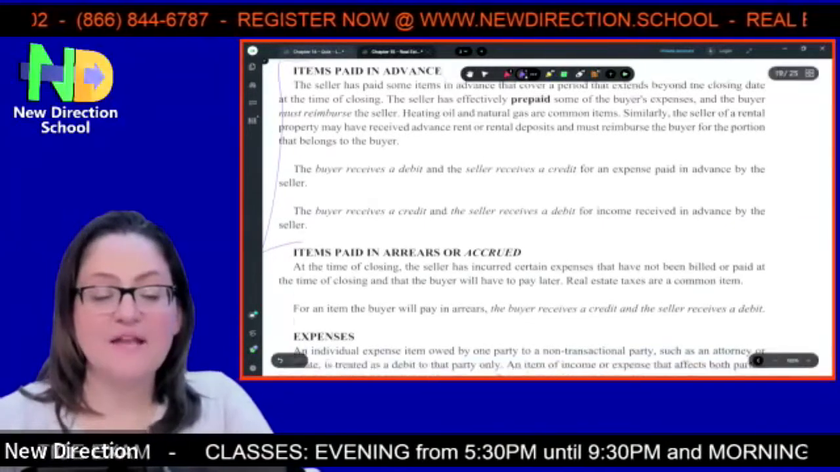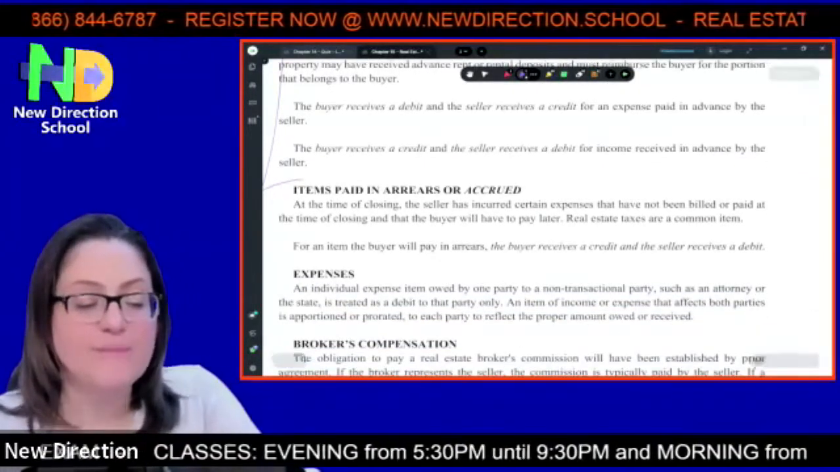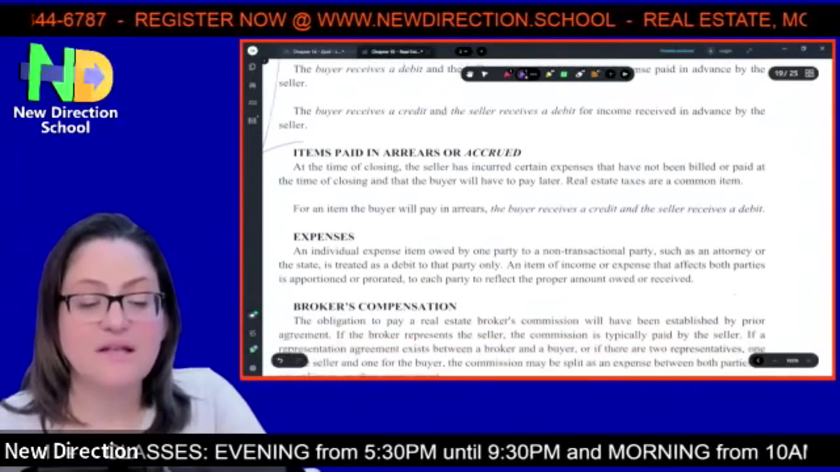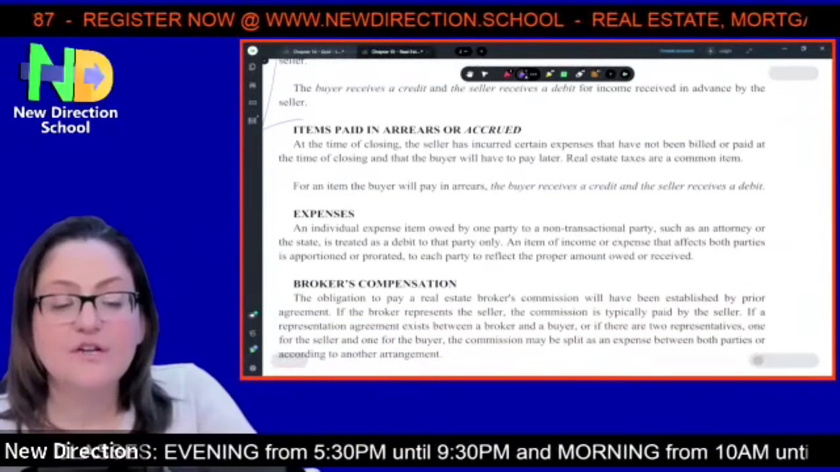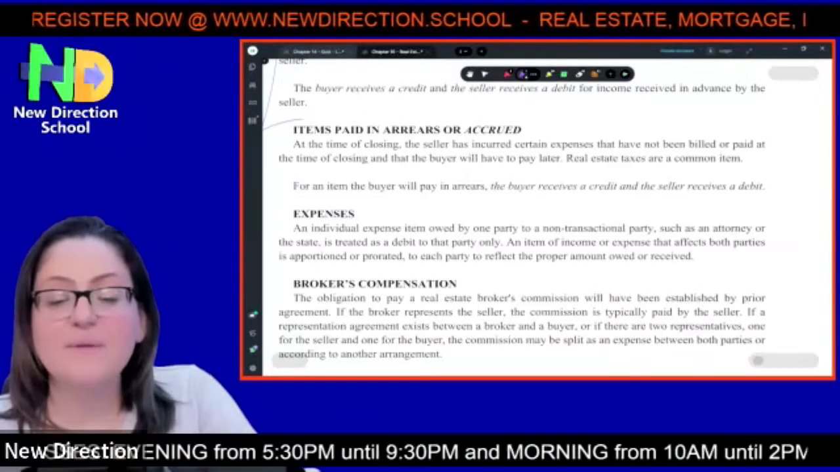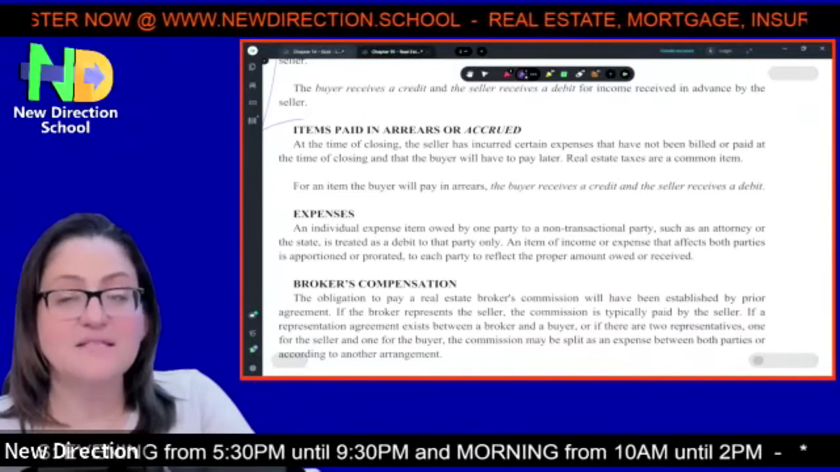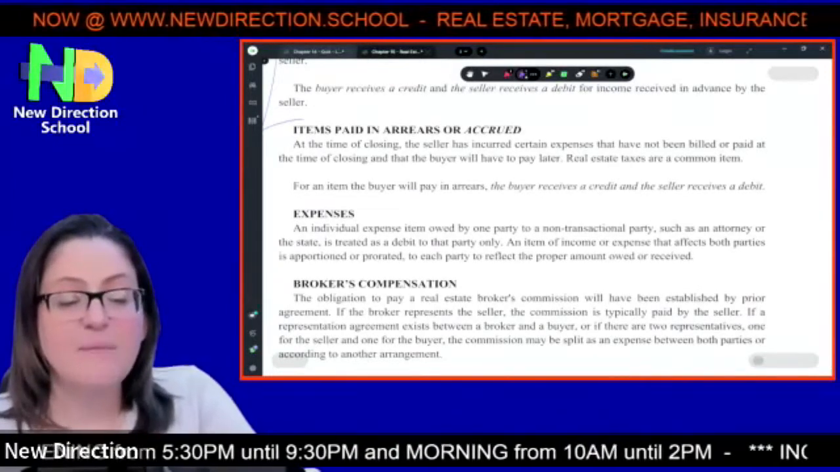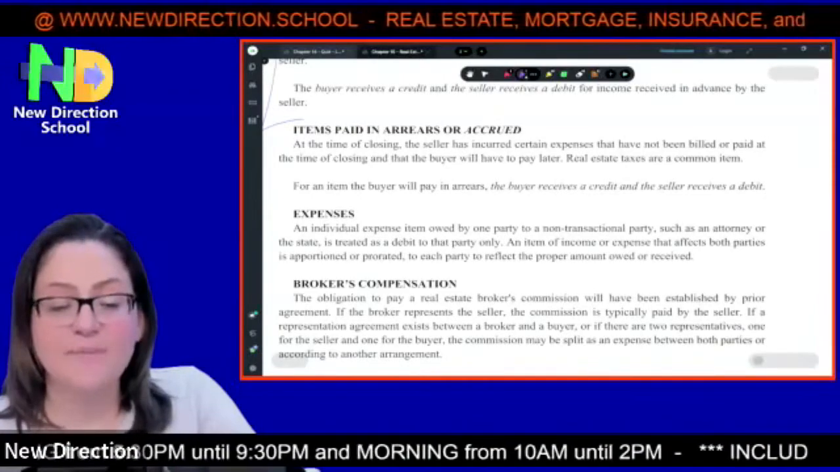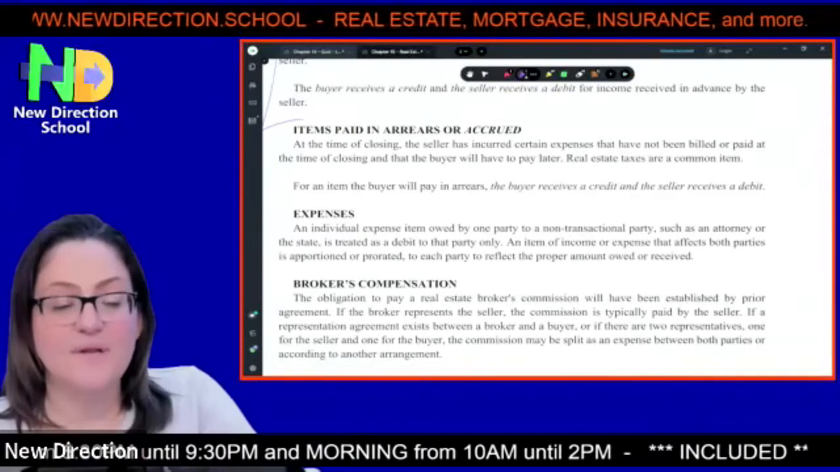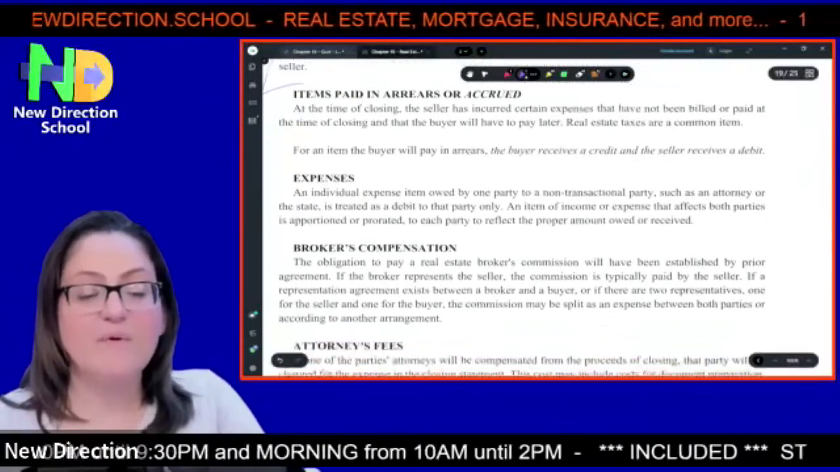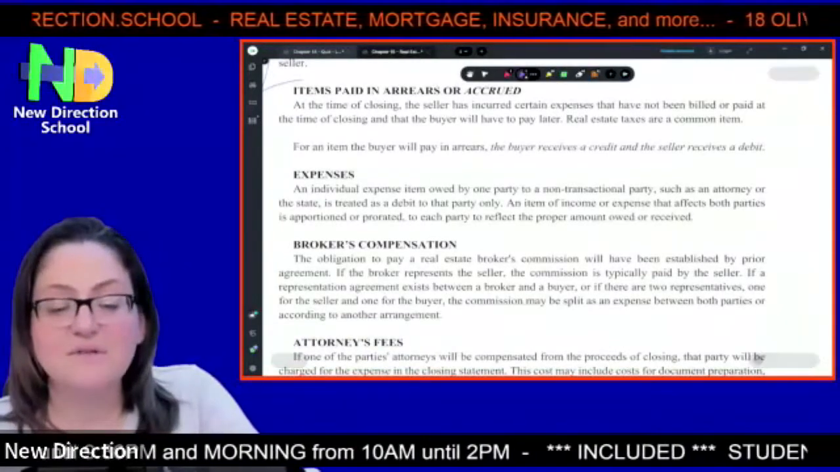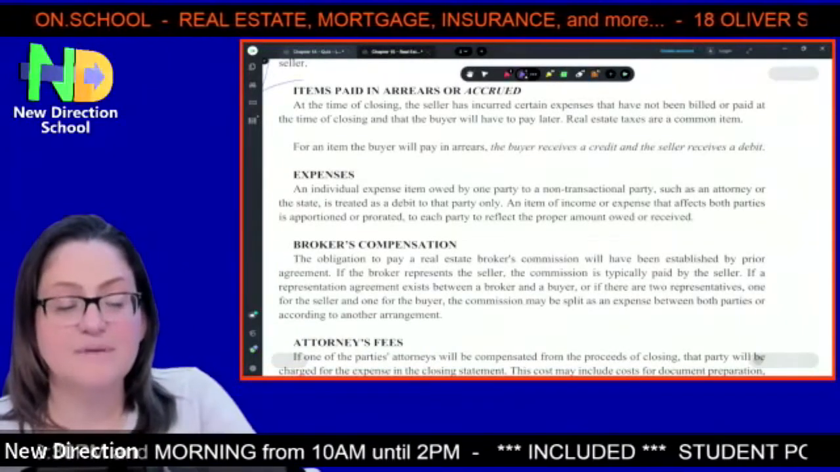Items paid in arrears or accrued. At the time of closing, the seller has incurred certain expenses that have not been billed or paid at the time of closing, and that the buyer will have to pay later. Real estate taxes are a common item. For an item the buyer will pay in arrears, the buyer receives a credit and the seller receives a debit.